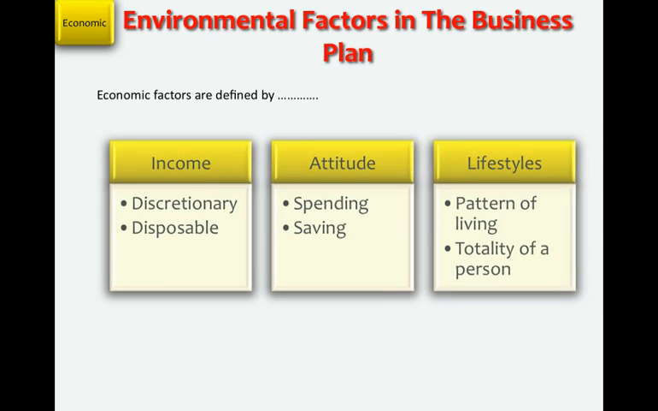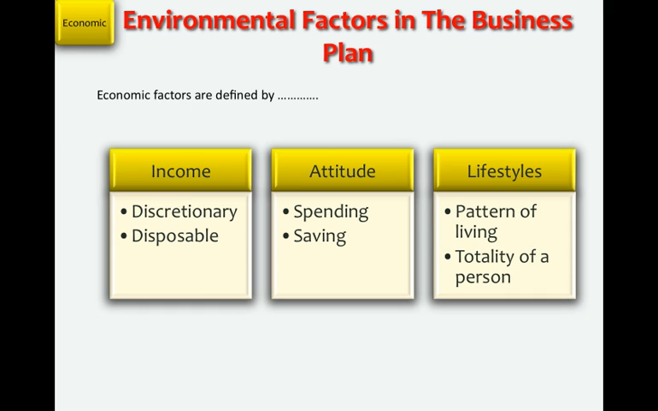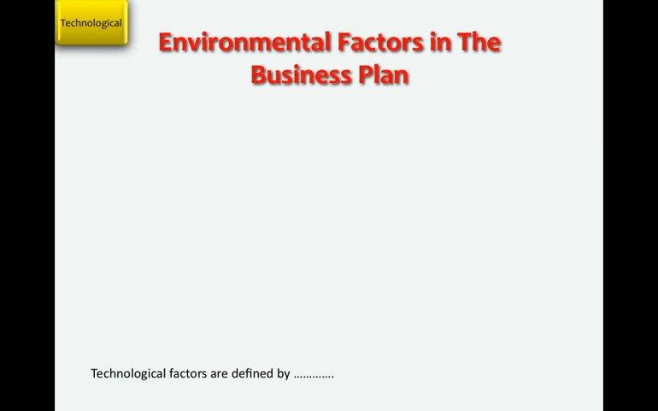The economic factors and how they influence the business really can be broken down into three key areas. Income, which is your discretionary or disposable income. The income that you have after you paid primary bills helps determine whether or not you're able to save with that or spend again. But to have that additional income is extremely important from an economic standpoint. Attitude about spending or saving. And then the lifestyles, a pattern of living, and the totality of the person you are and how you live your life have an influence in the development of the business plan.